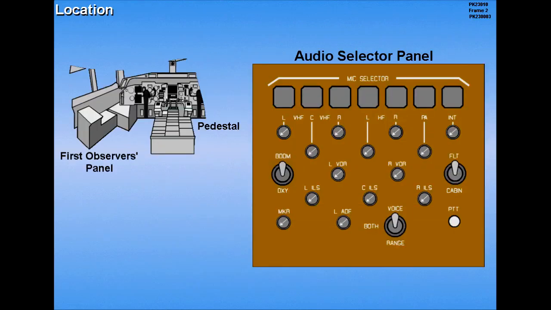Each pilot has an audio selector panel located on the pedestal. An audio select panel for the observer is located on the first observer's panel.